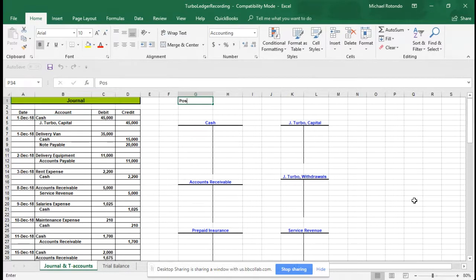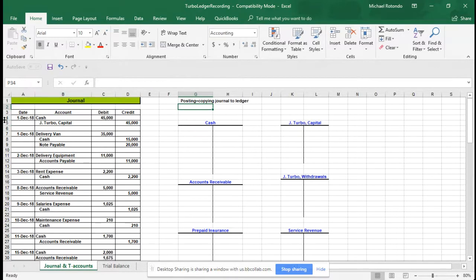So posting is simply copying from the journal to the ledger. And we're doing it in the form of T accounts.